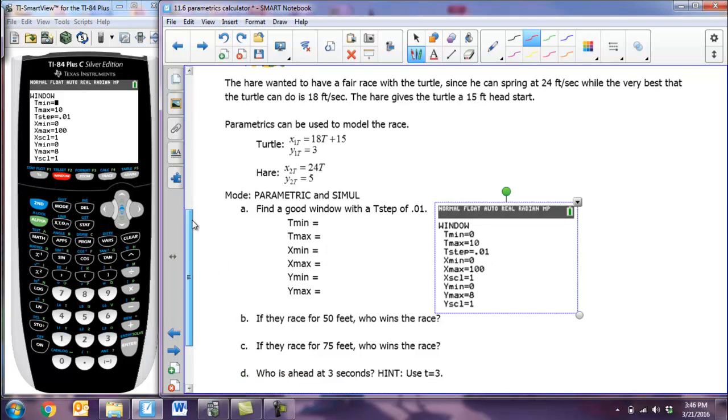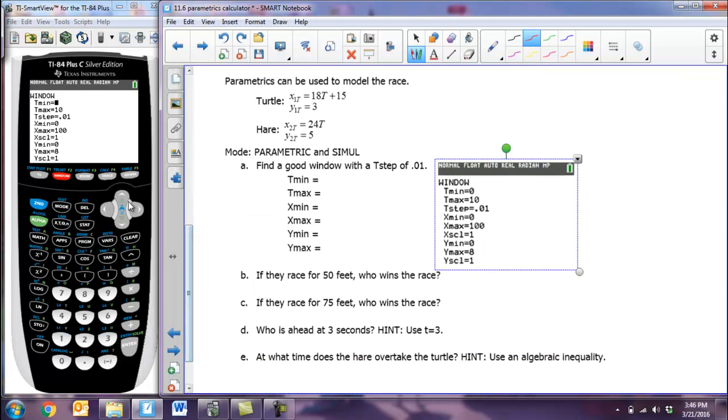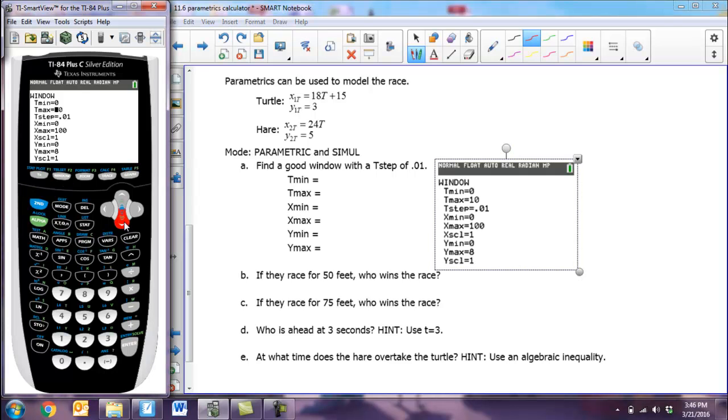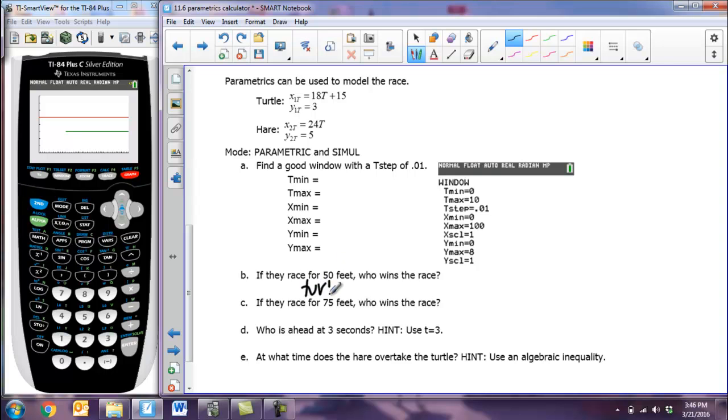And then it says if they race for 50 feet, who wins the race? Well, if I go back to my window and I change my race length just back to 50, and I watch this race, we can see who's going to hit that first point first. There we go. So they hit it, the turtle, the green one hit it first. So the turtle's going to win if the race is only 50 feet.